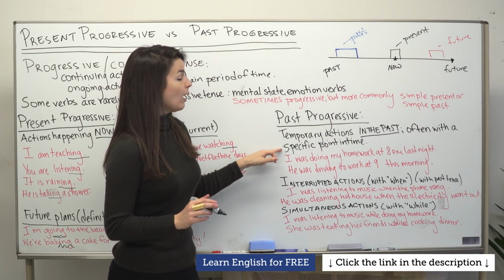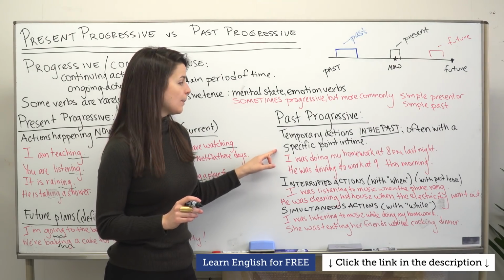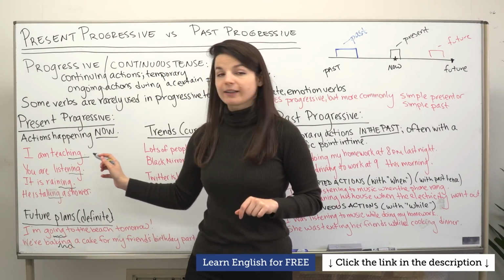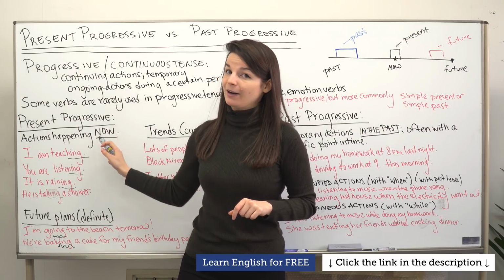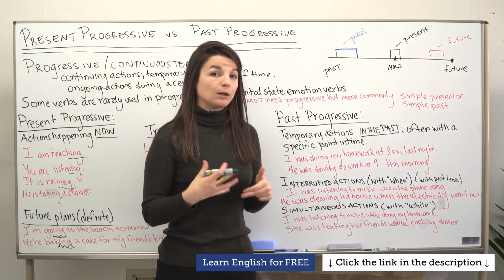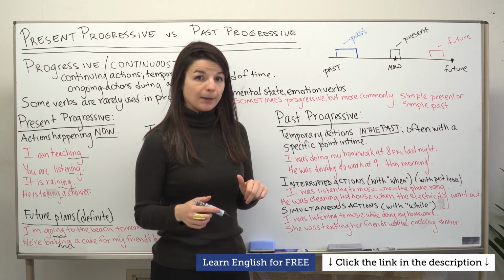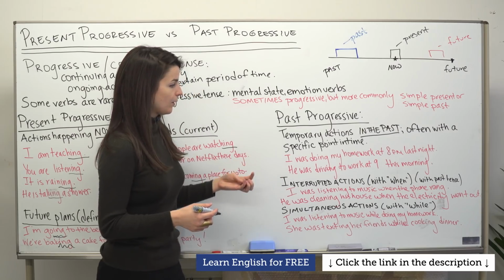So we often include a specific point in time along with this. You might not necessarily see this here because it's an action happening now. But in the past, if we need to explain clearly when an action was happening, we can attach the specific point in time. So let's look at a couple of examples.